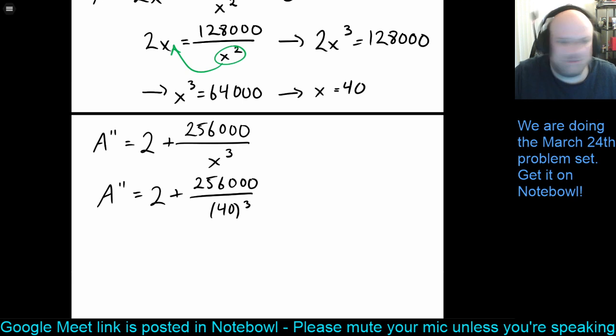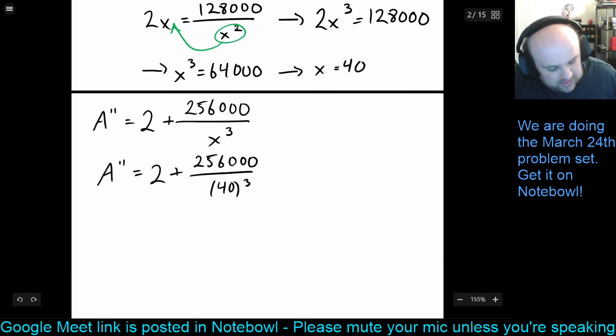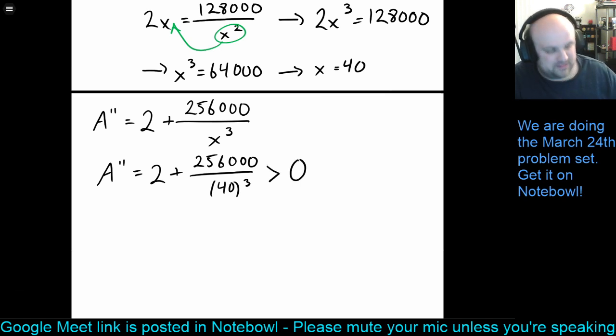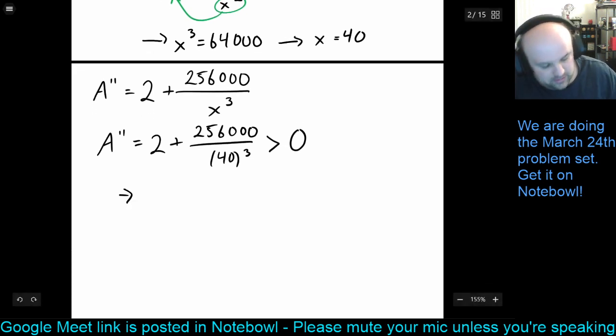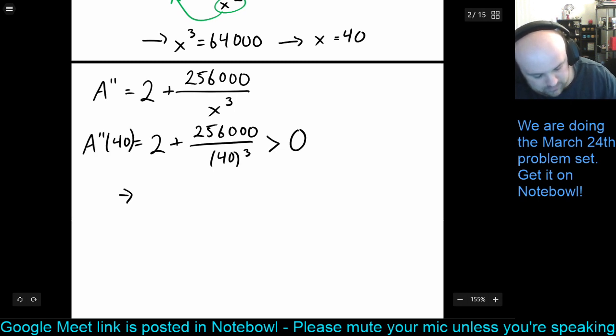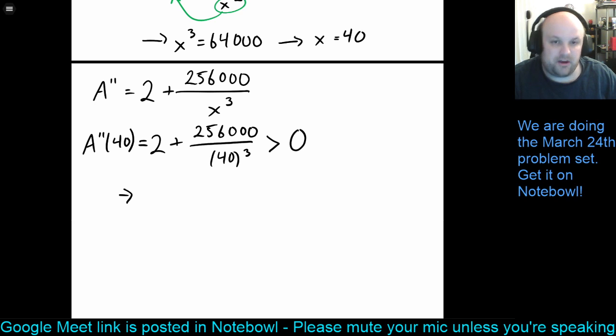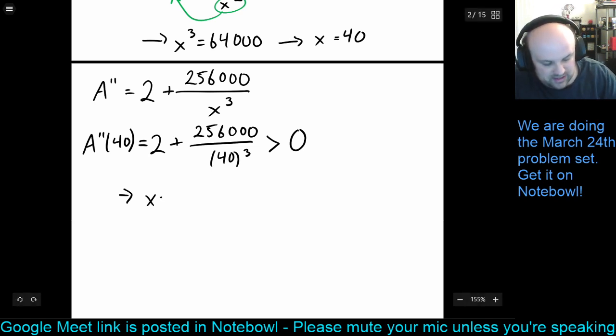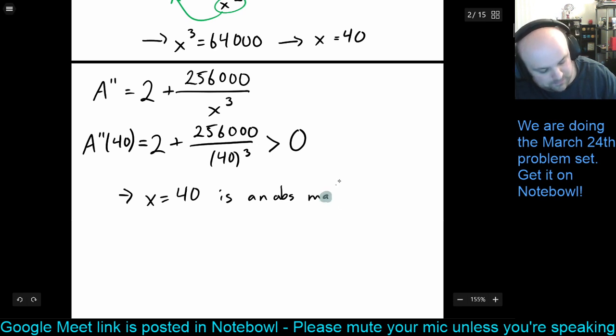Right. Anyway, so we can see here that this is going to be a number greater than 0. Right? We don't even need to know what number greater than 0 it is. We just need to know that it's greater than 0. Sorry, I did mean to actually write here f double prime of 40, not just f double prime equals. Right? So since the second derivative is positive, that means that x equals 40 is really an absolute max. Or sorry, minimum. Absolute minimum.